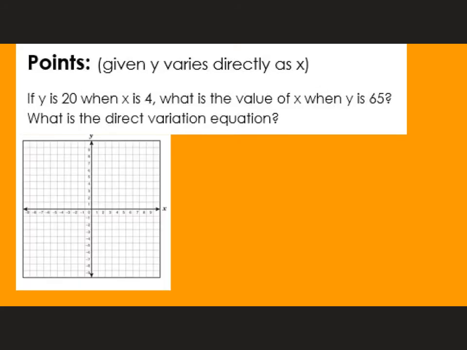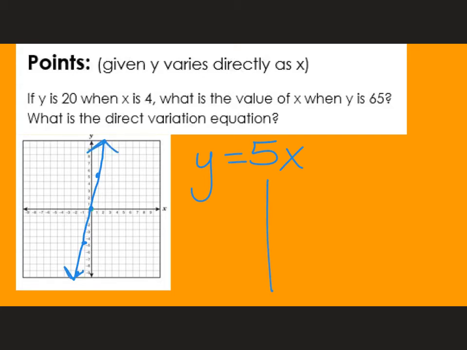We can also graph this. Of course, this graph doesn't go all the way to 65, nor does it go to 20, but if we were to graph this, we would start at 0, 0. I'll switch colors here so it's easier to see. Start at 0, 0, and because our equation was y equals 5x, our slope is 5. So we have a rise of 5 and a run of 1, a rise of 5 and a run of 1, and so on and so forth. So the graph of this line would look like this.